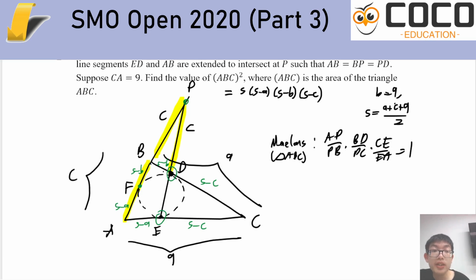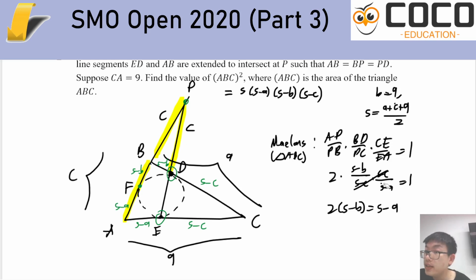AP over PB is 2. The rest of them, if I put them in, I get more good news. Because this cancels off, so 2 times S minus B equals S minus A. B is 9. So if you were to simplify this, you get 3A plus C equals 27. This is equation number 1.